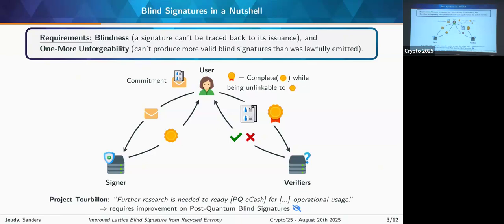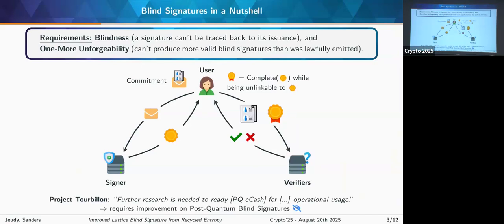Now, this blueprint has been used in prior constructions, even in a post-quantum setting, but a recent project called Project Tourbillon from the BIS Innovation Hub and the Swiss National Bank still concluded that further research was needed for deploying post-quantum eCash and therefore post-quantum blind signatures. And this is one of the motivations behind our work.